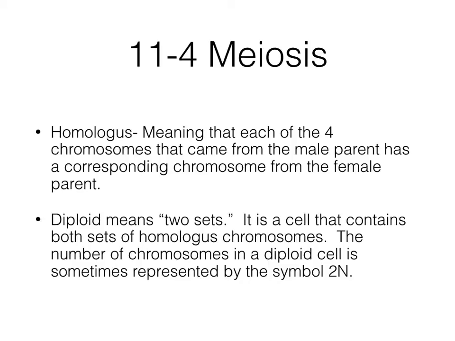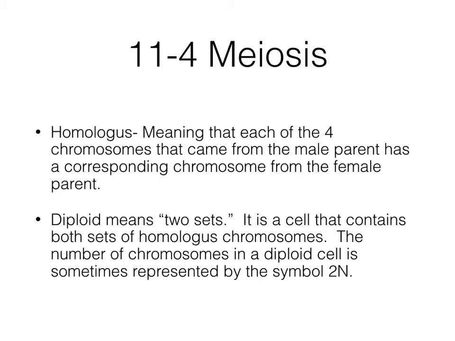So 11.4 is meiosis. And meiosis is a reduction division process used to create the gametes or sex cells in the human body. Homologous, meaning that each of the 4 chromosomes that came from the male parent has a corresponding chromosome from the female parent. So what we're looking at here is homologous, meaning that you have half the genetic information on one, half on the other, and those homologous chromosomes are what's going to be separated during meiosis.